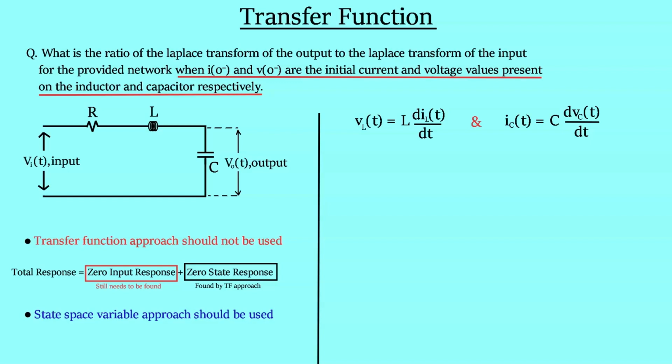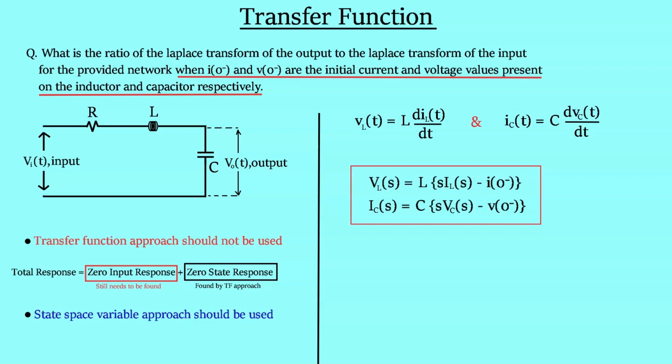By converting these equations from time domain to frequency domain, we will get voltage across the inductor equal to inductance multiplied by Laplace variable S multiplied by the Laplace transform of current, minus the initial current flowing through the inductor. Similarly, we also have the equation of the capacitor. In the right hand side of both these equations, we have two terms. The left terms represent the impedance of inductor and capacitor, whereas the terms on the right side are initial state parameters.